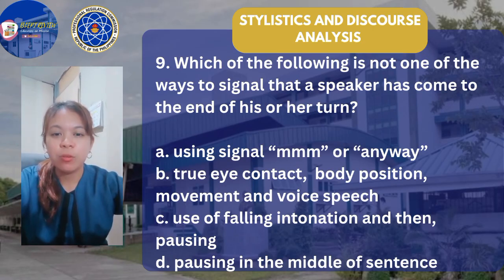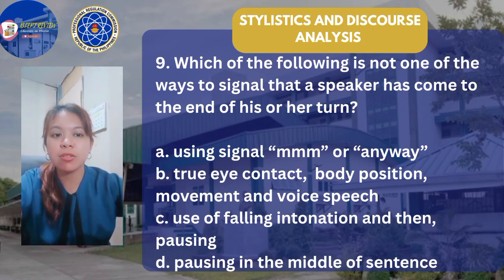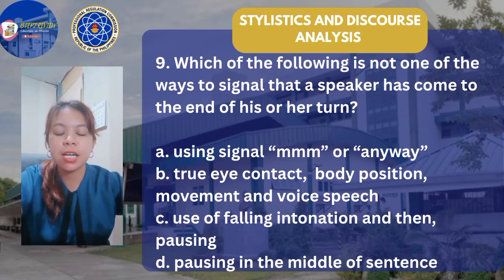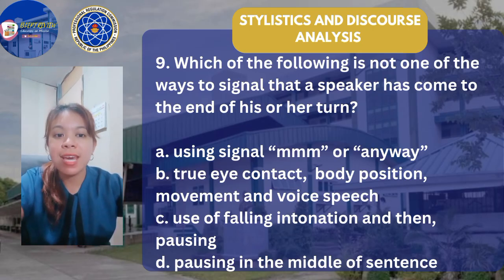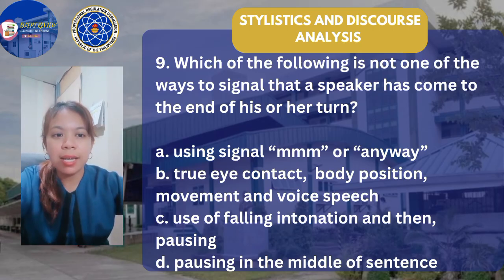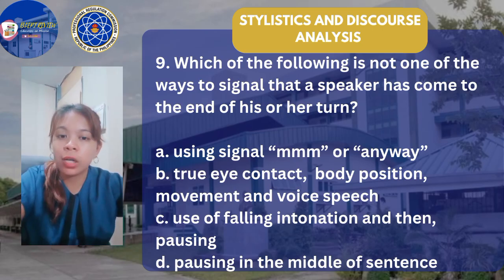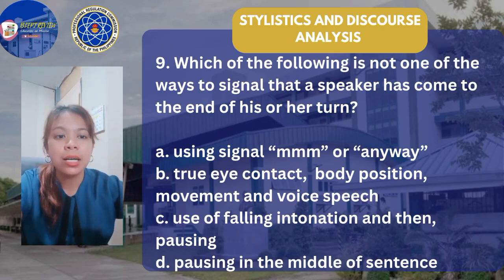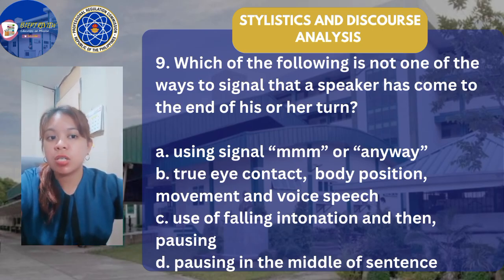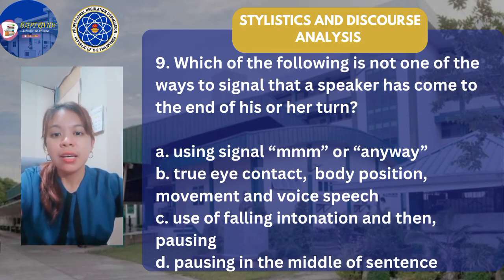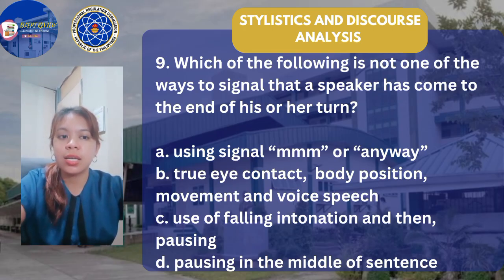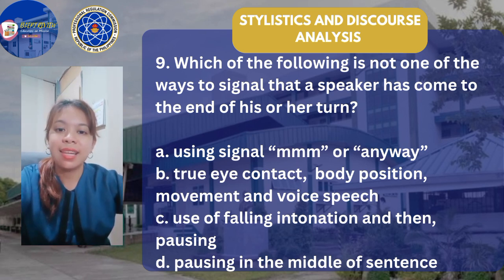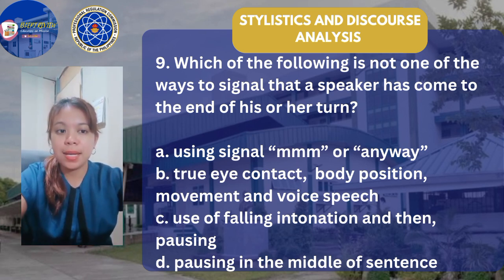Question number 9. Which of the following is not one of the ways to signal that the speaker has come to the end of his or her turn? We have the letter A, using signals like anyway. Letter B, through eye contact, body position, movement, and voice pitch. Letter C, use of falling intonation and then pausing. And letter D, pausing in the middle of a sentence.